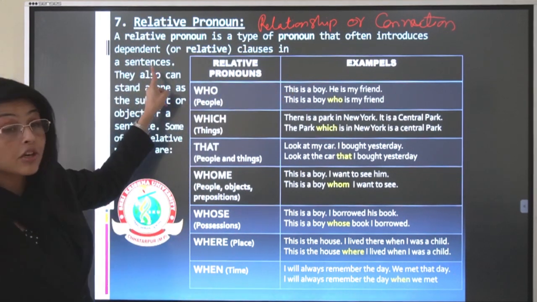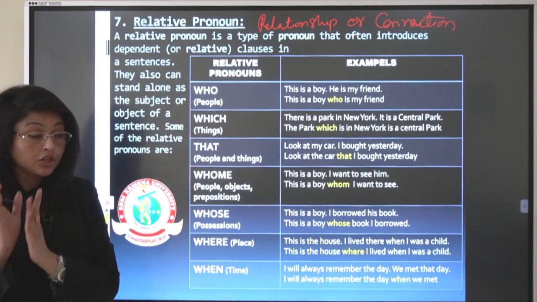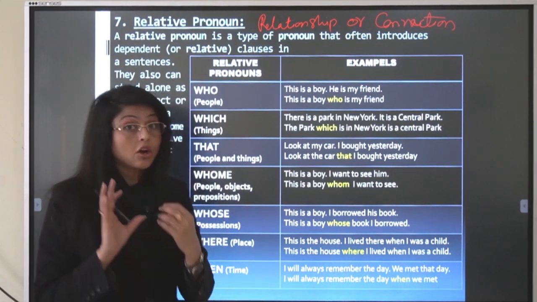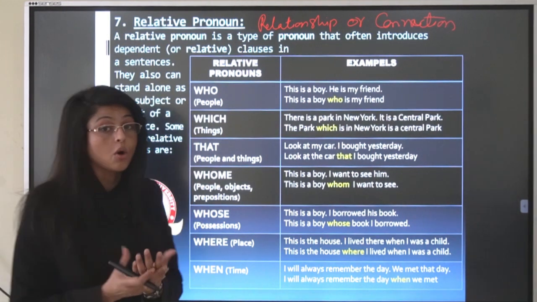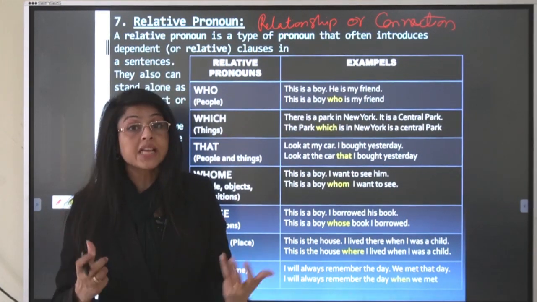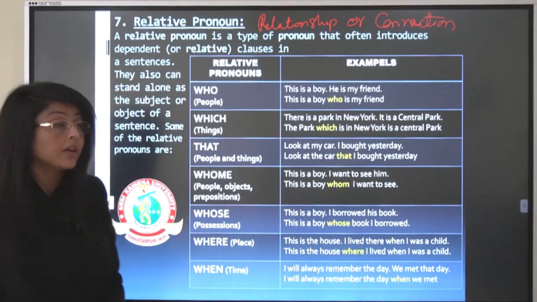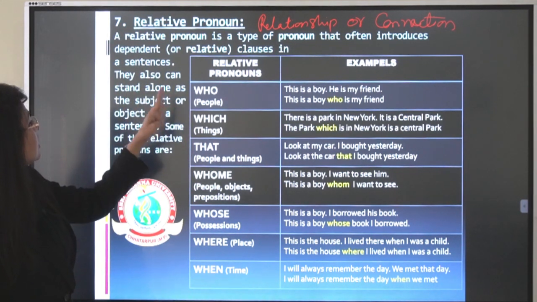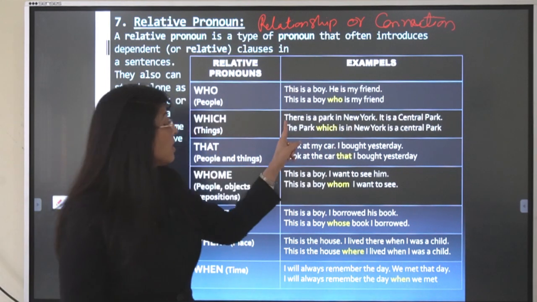What is an independent clause? The first part of the sentence is called an independent clause. That means the main clause, right? The main clause is an independent clause which does not depend on the subordinate clause to understand the complete meaning. It itself gives the whole meaning, right? So here they also can stand alone as a subject or an object. The main clauses are standing alone.